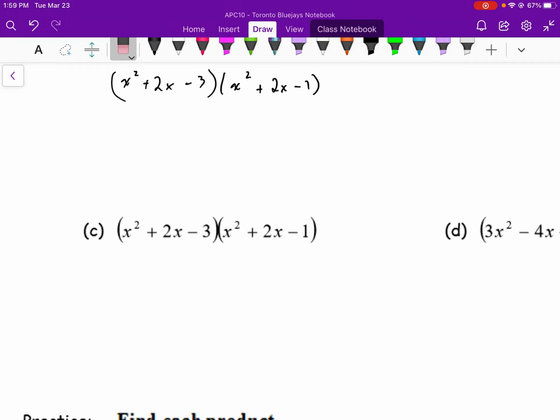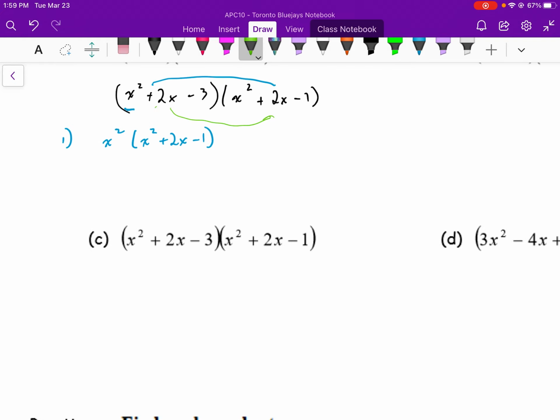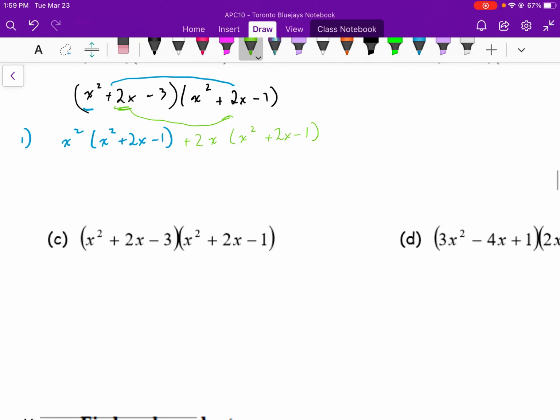Now, we can use one of two strategies. The first strategy is going to look like this. We take our first term, x squared, and we multiply it to the whole second polynomial. And then we take the next term and we multiply it by the whole next polynomial. There's a lot of copying down here. Now, we take this last term and we multiply it to the second polynomial.